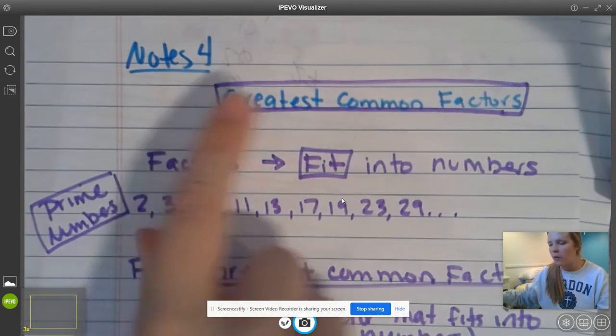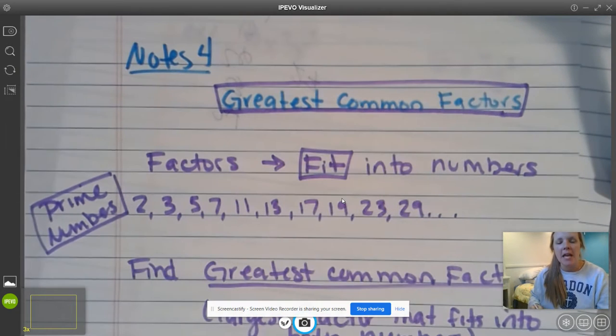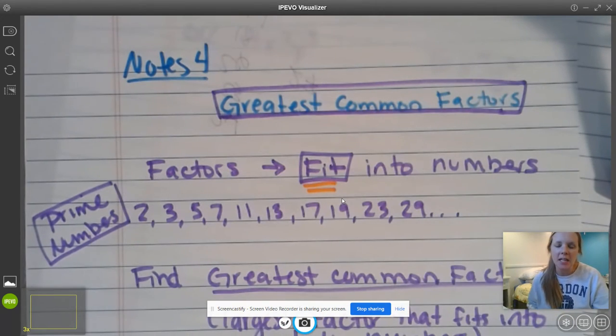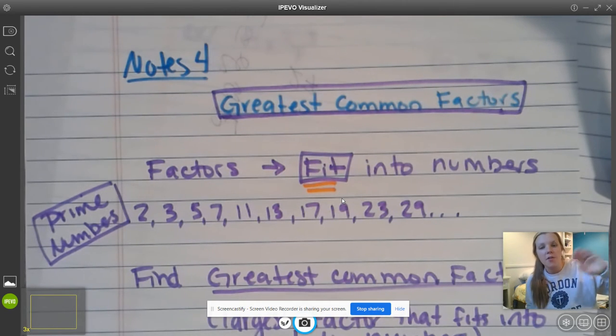So we're going to take notes 4 called the greatest common factor. And we have to first remember what a factor is. Factors fit into numbers. The mistake that a lot of students make is that when they're trying to find the greatest common factor, they're thinking about numbers that are bigger. They're thinking about numbers that are more, and those are actually multiples. Like a multiple of 6 and 9 would be 18 because they both multiply to be 18. Factors are smaller. They fit into the numbers, and it's a number that can be divided into both numbers.